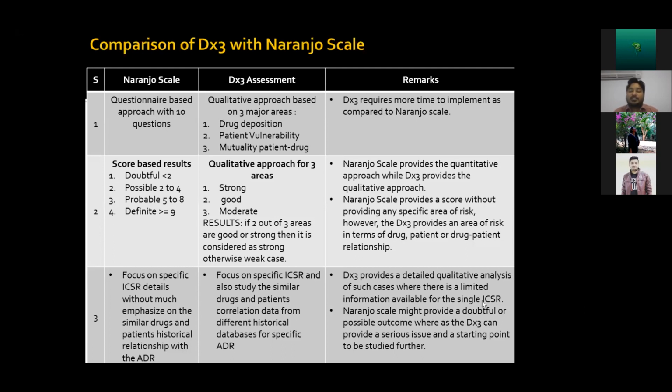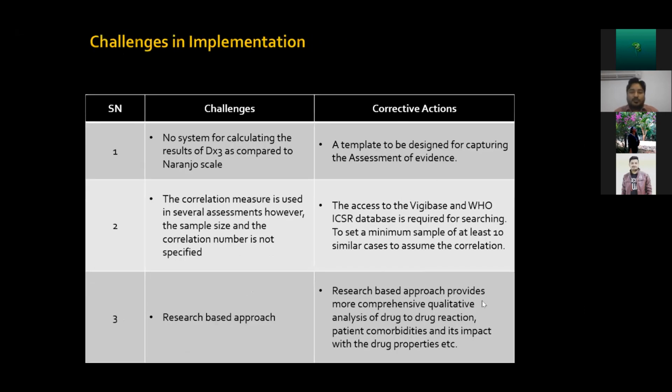So in remarks, I can say that DX3 provides a detailed qualitative analysis of such cases where there is limited information available for a single ICSR. The Naranjo scale might provide doubtful or possible outcomes, whereas DX3 can provide a serious issue and a starting point to be studied further. So this is the major comparison between these two scales. So obviously this scale has a different approach where we are keeping the patient in the center.